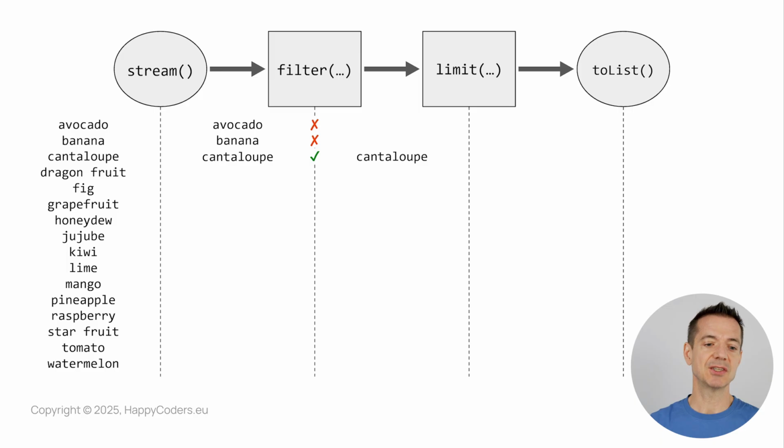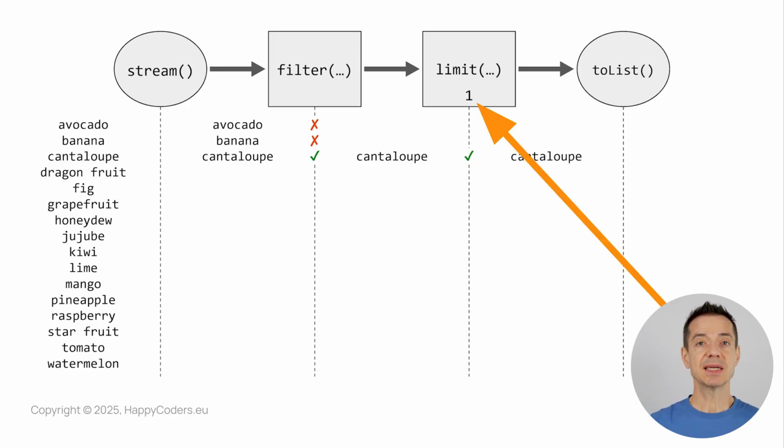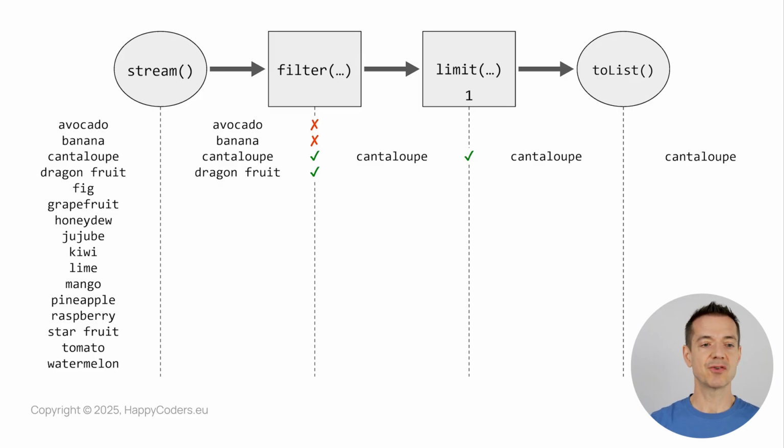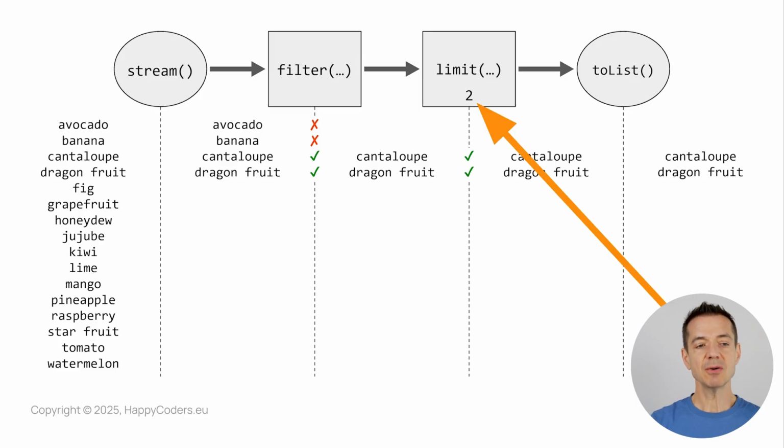Here the filter predicate evaluates to true, so the filter passes the element on to the next stage of the pipeline, the limit operation. That stage has an internal counter which starts at 0, and therefore the limit operation knows it hasn't passed any elements on yet. It pushes the cantaloupe to the next stage and increments the counter by 1. The terminal operation toList collects the element into a list. Just like the cantaloupe, the dragon fruit now also passes through the pipeline. The counter of the limit stage is now at 2.